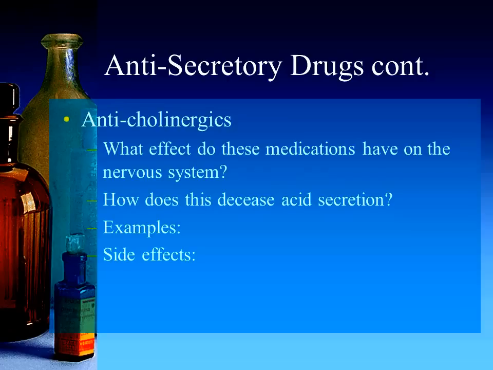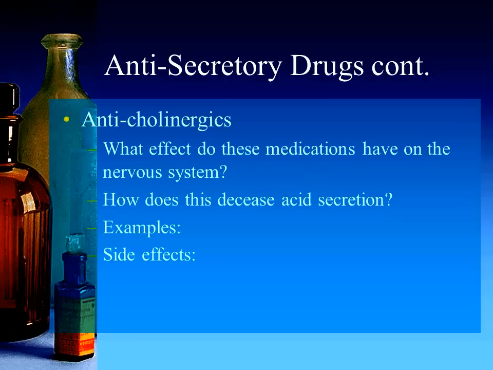Another class of drugs that we will sometimes use as an anti-secretory are that of the anticholinergics. Now, this should be a review for you. We've talked about anticholinergics before. So think about this. What effect do they have on the nervous system? Anticholinergics will depress it. So specifically, they will decrease, we're looking at here what's called the vagus nerve stimulation.